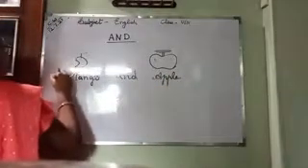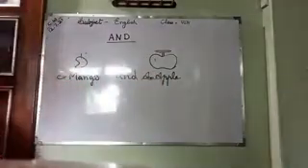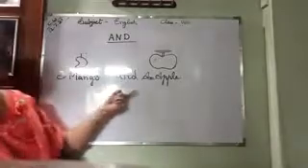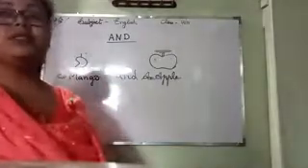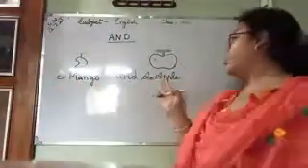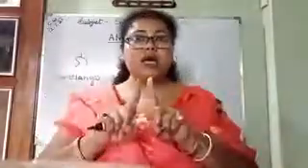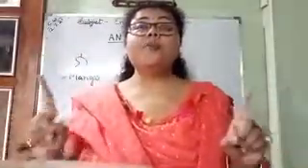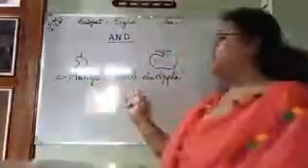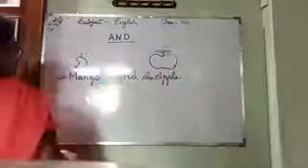Okay? If I say a mango and apple. A mango and an apple. What is it? A mango and an apple. So now it becomes a group of words. So for joining two words or group of words, we use A-N-D, and. Okay?